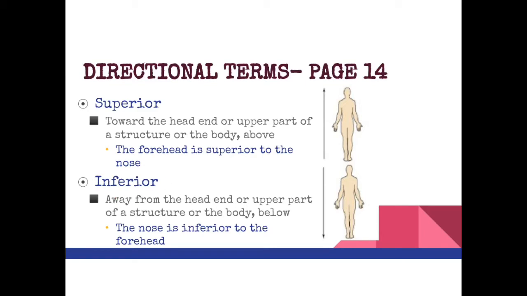Inferior is the opposite of that. So inferior means away from the head region or upper part of a structure or the body, and it means below. So if we use inferior in a sentence, the nose is inferior to the forehead. So we can just switch those two statements and switch the words. So if we say the forehead is superior to the nose, that means the forehead's above the nose. If we say the nose is inferior to the forehead, that means the nose is below the forehead.